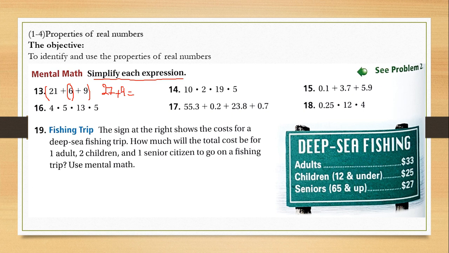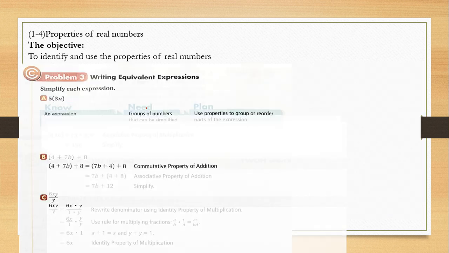So 27 plus 9 will give you 36. That's the idea from this part. The rest is exactly the same idea.